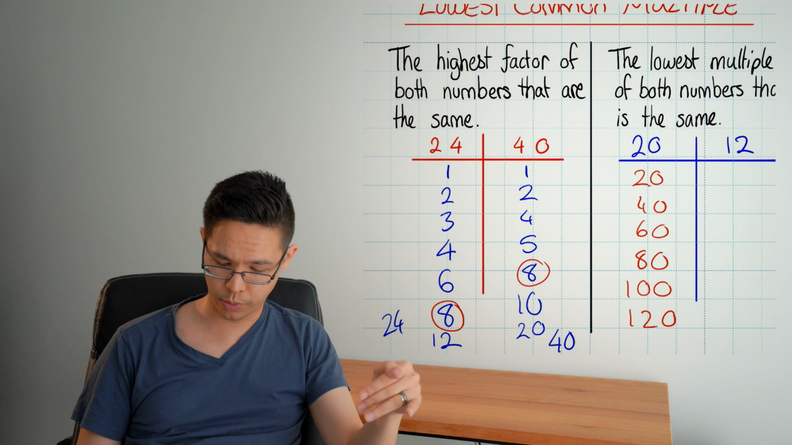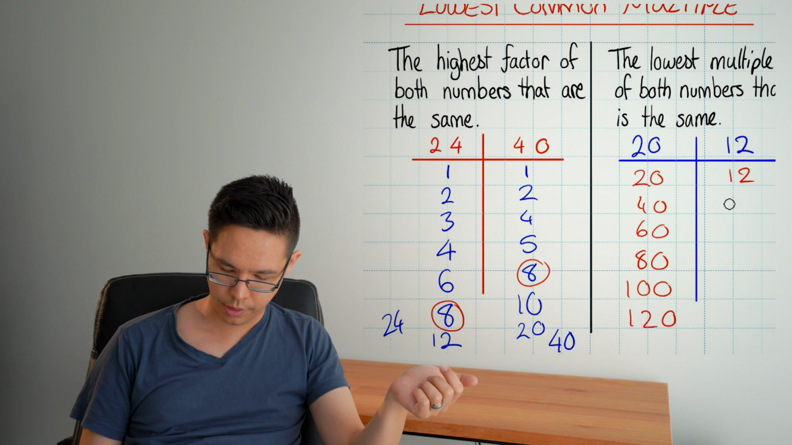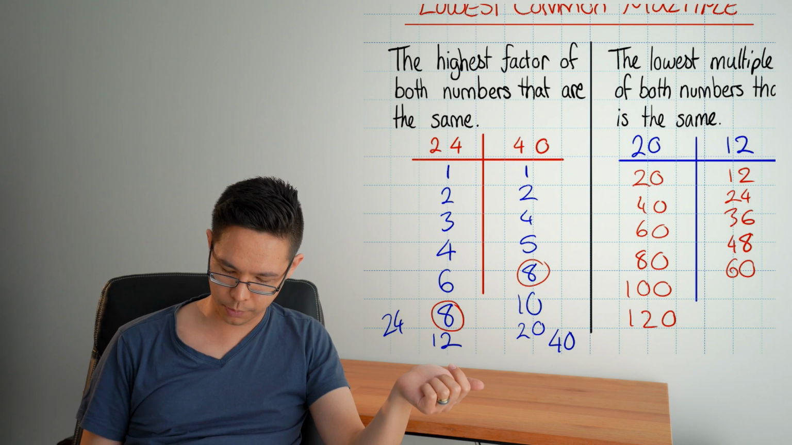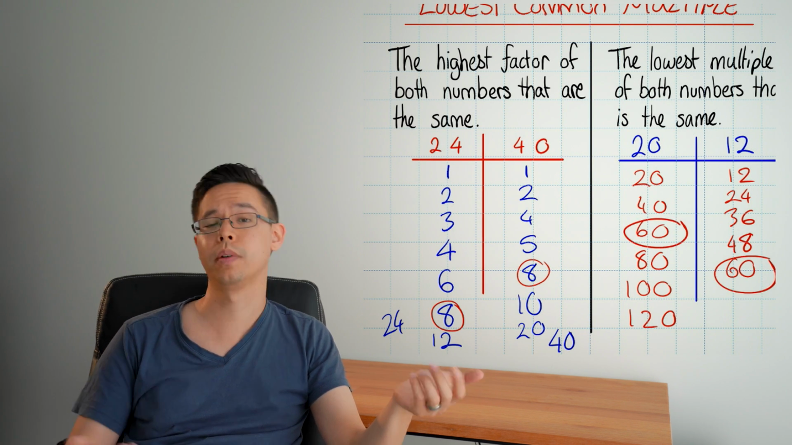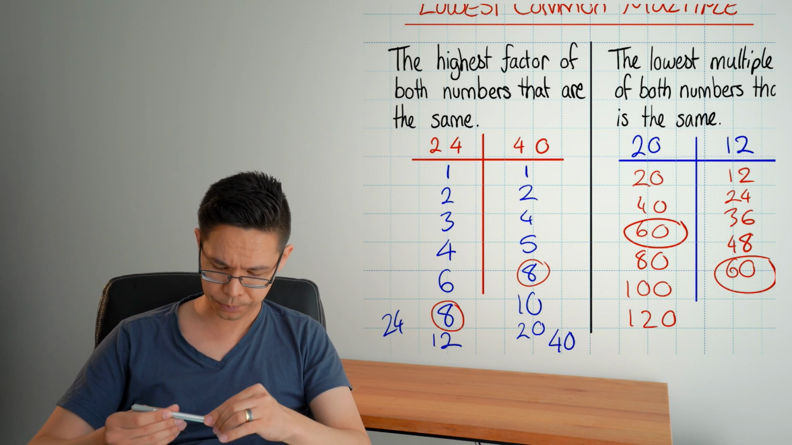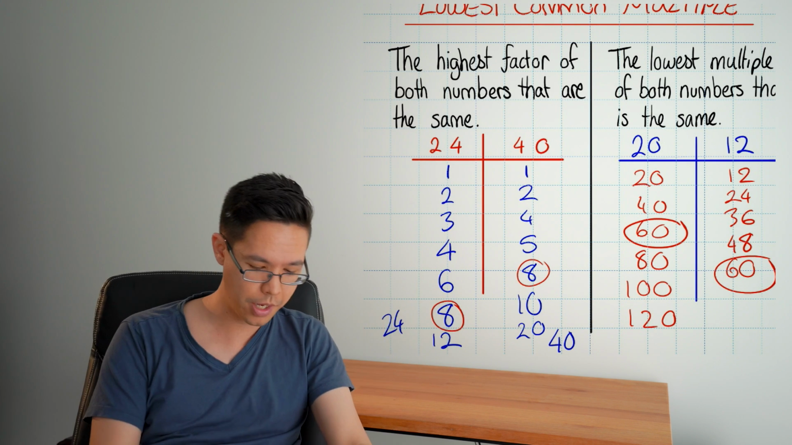Let's do some multiples of 12. So I've got 12, obviously itself. I can get 24, I can get 36, I can get 48, I can get 60. 60, that'll work. So the lowest common multiple of both of those will be 60. And that's very simple. So that's all there is to the video.